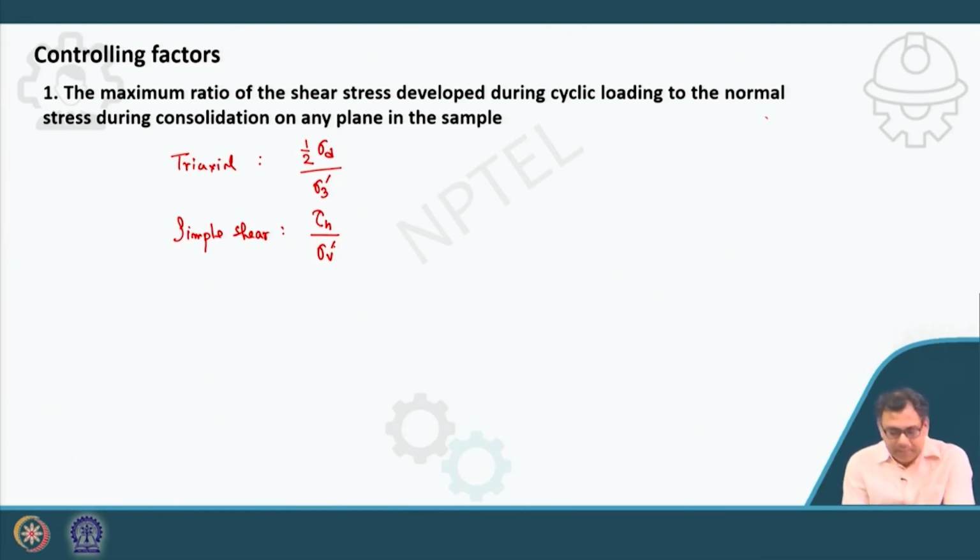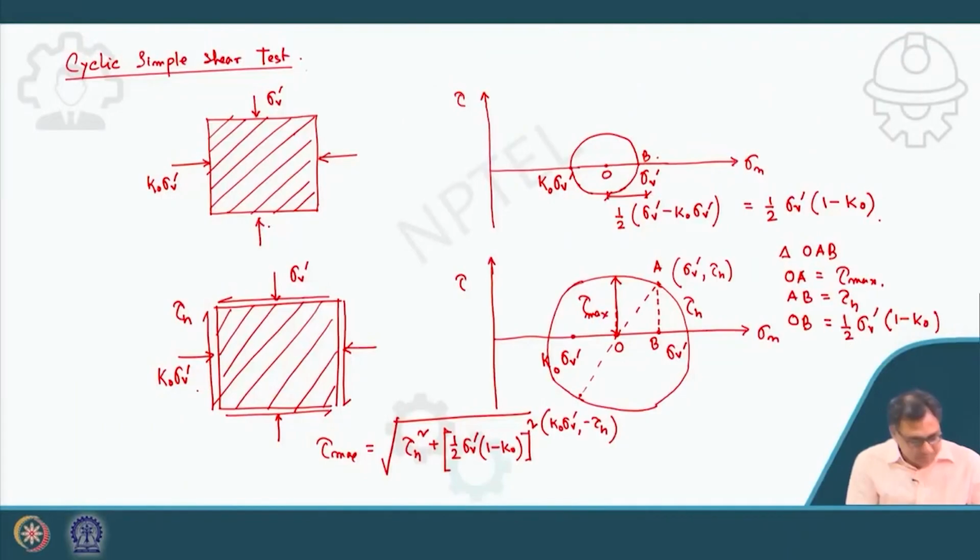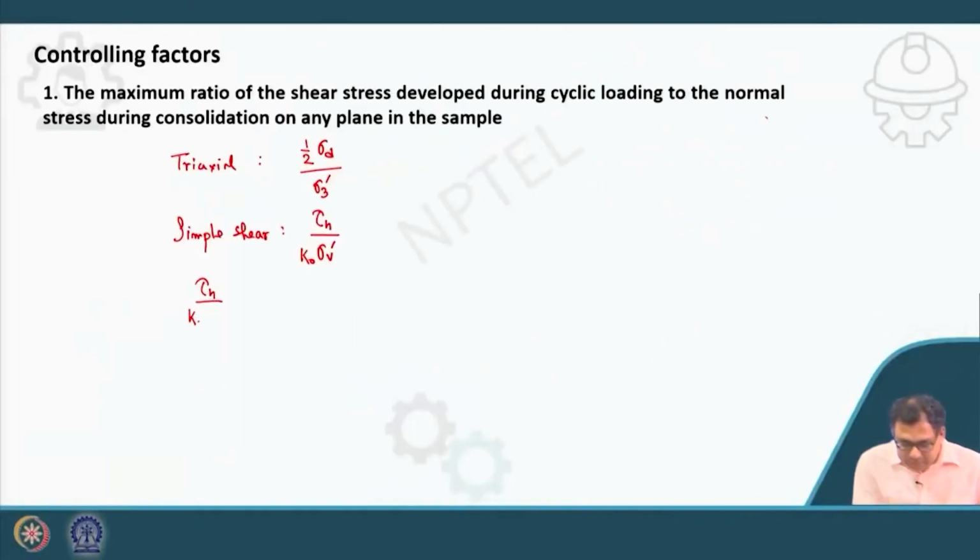Okay. Now these two things, the same condition we are writing for two different cases, triaxial and simple shear. So now we can equate them, because these are two equal conditions. So I can write that my tau h by, this is k0, so this is the k0 plane I am taking. This is k0. So tau h by k0 sigma v bar dash will be equal to half sigma d by sigma 3 dash.